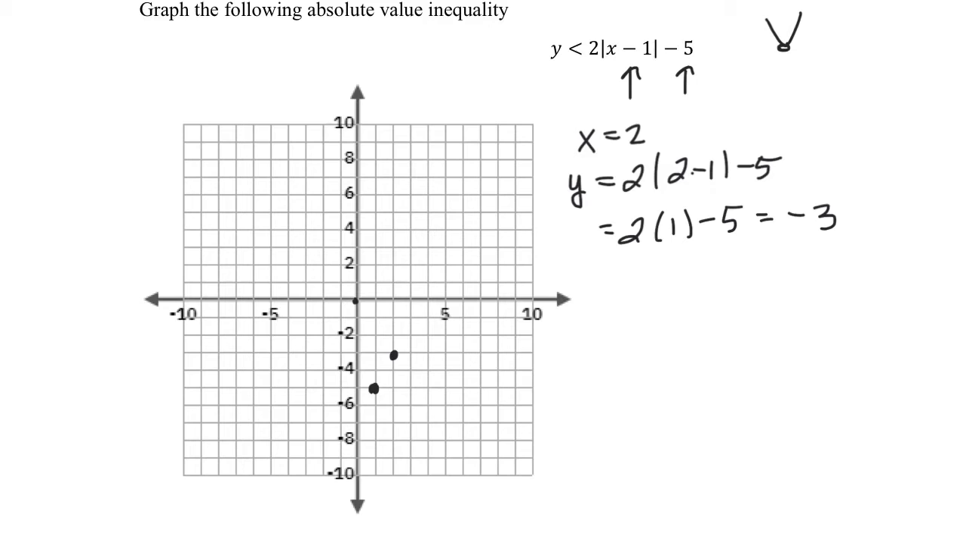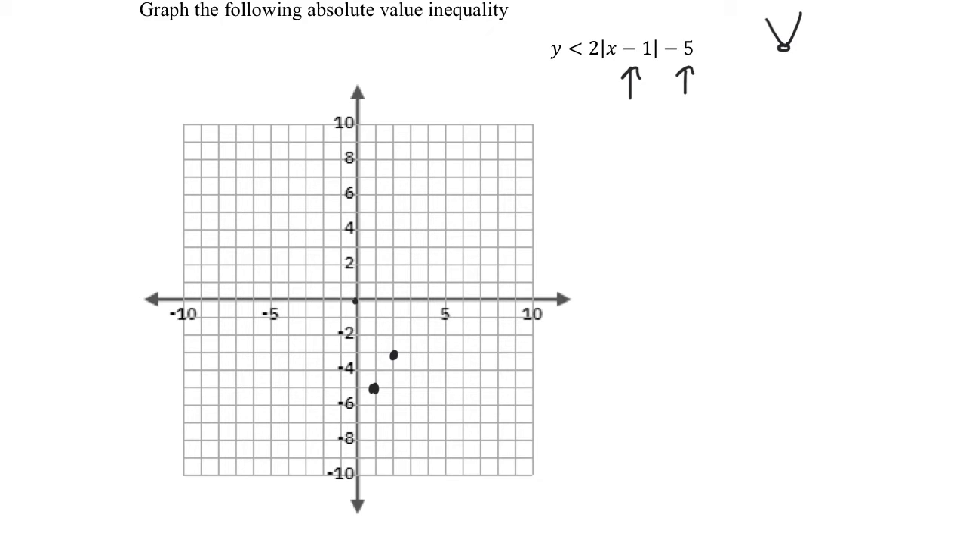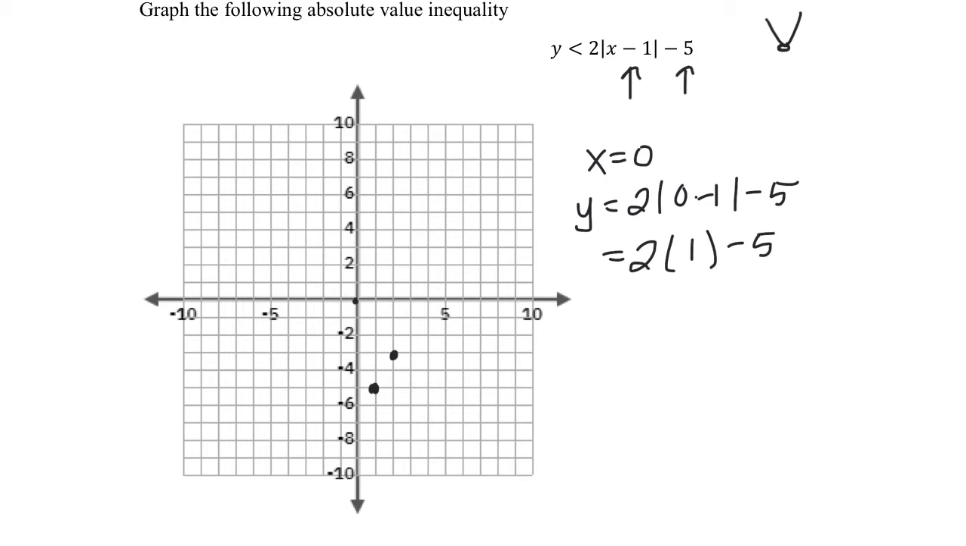Now let's find one on the left side. So let's choose x equals 0 because it's on the left of my vertex, and we're going to substitute that in. So y equals 2 times the absolute value of 0 minus 1, minus 5. 0 minus 1 makes -1, and the absolute value of -1 is a +1. 2 times 1 makes 2, minus 5 makes -3. So I have another point at 0, -3.